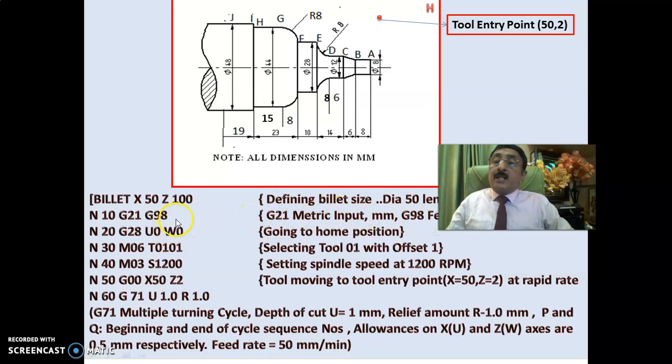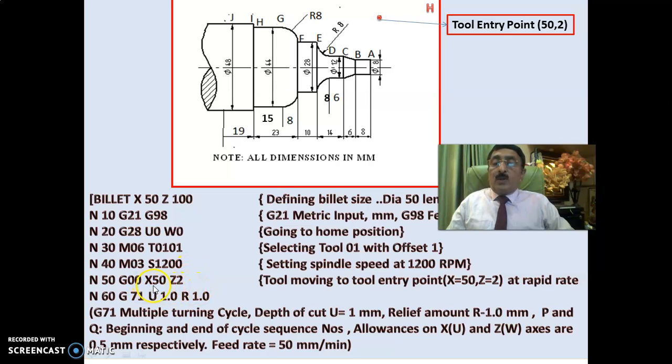It is all basic, the inputs you give, that is basic initial standard setting, metric unit and feed per minute and all that. And G28 U0, W0 will take you to the home position, changing the tool to 1 and changing the speed to 1200 and all that.